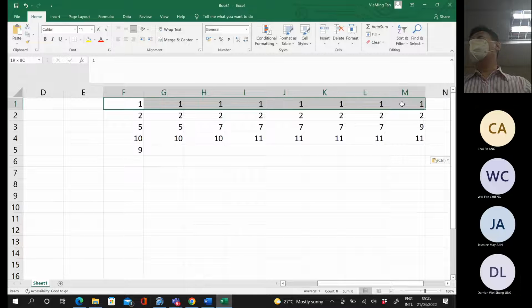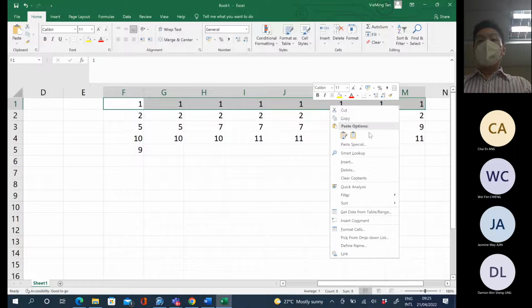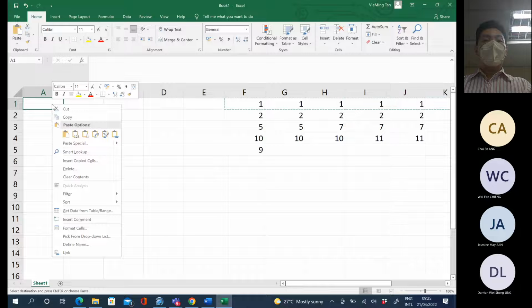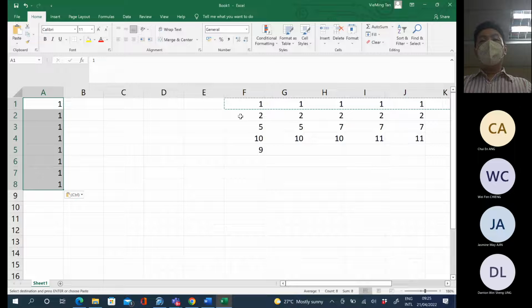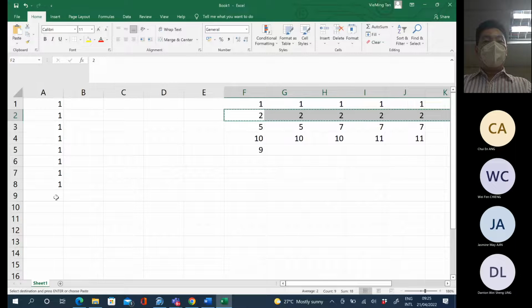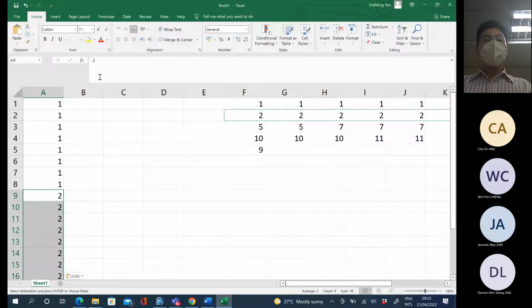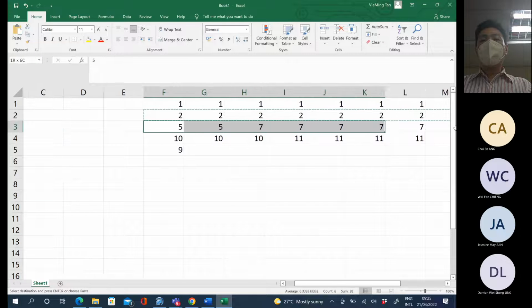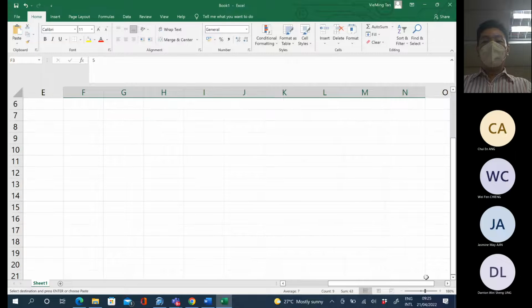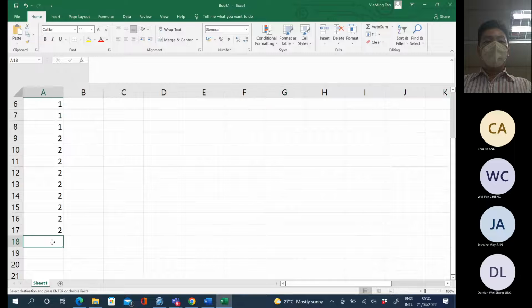Okay, I'll start from the first row. Row number 1, I just highlight, copy. Then I just put maybe here, A1. Okay, when I paste, I should use this one, transpose. Then do for row number 2. Go to here, then paste. So continue the same process for row 3, paste using transpose.